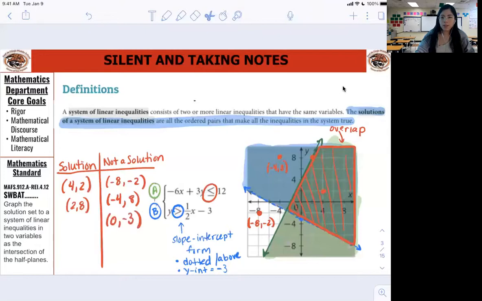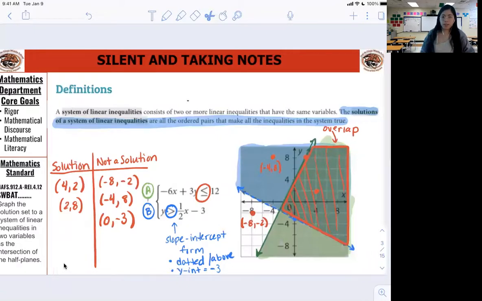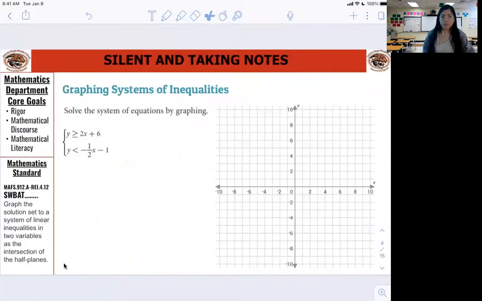All right, cool. So what we're going to do now for almost the rest of class is graph these inequalities. I want to show you what it looks like to actually graph them on your own, and it's going to follow some very important steps. So let's take a look at our first example.